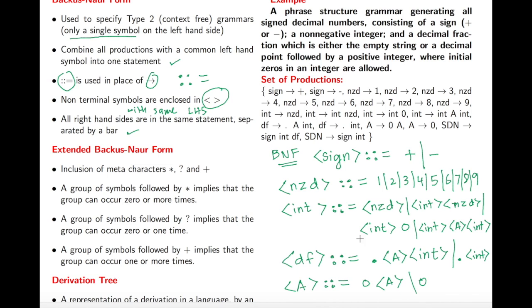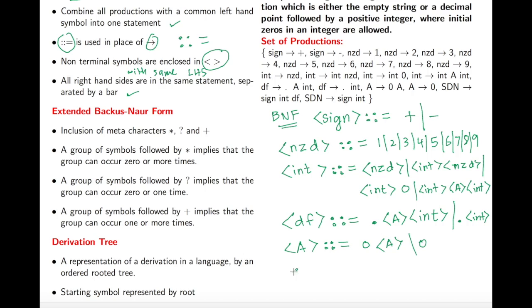Then we have signed decimal numbers, which is actually my starting symbol. Signed decimal numbers is sign, int, and decimal fraction, and then I can say sign and int. So this is my Backus-Naur form for this set of productions.